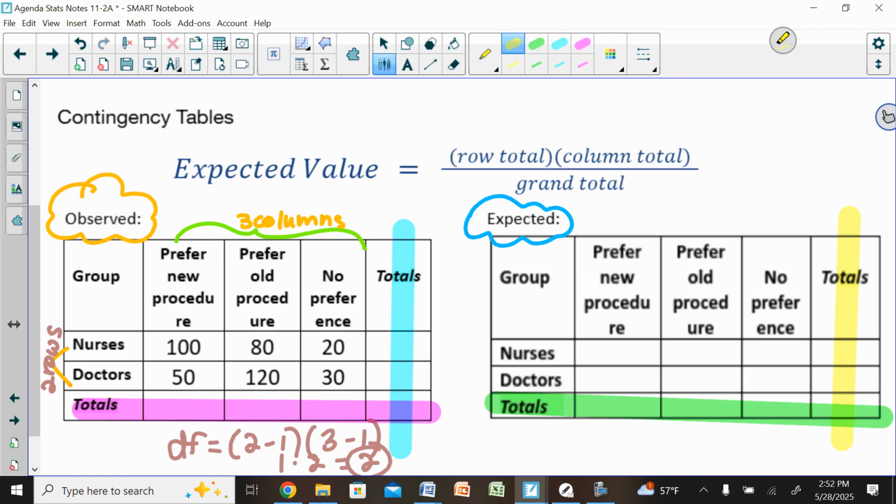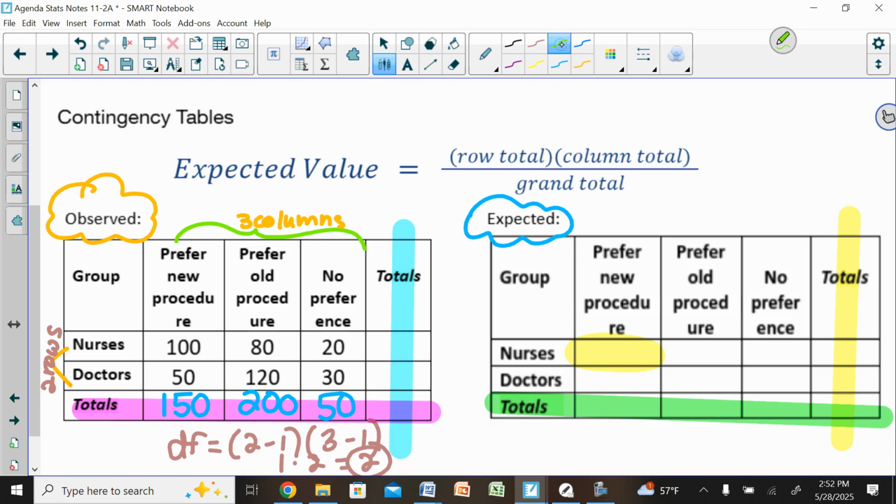In order to calculate my expected preferred new procedure, if I were trying to find this box right here, I would go over and do some math. So first let's add things up. Preferred new procedure regardless of doctor or nurse is 150. This one would be 200, and no preference, there's 50 people.